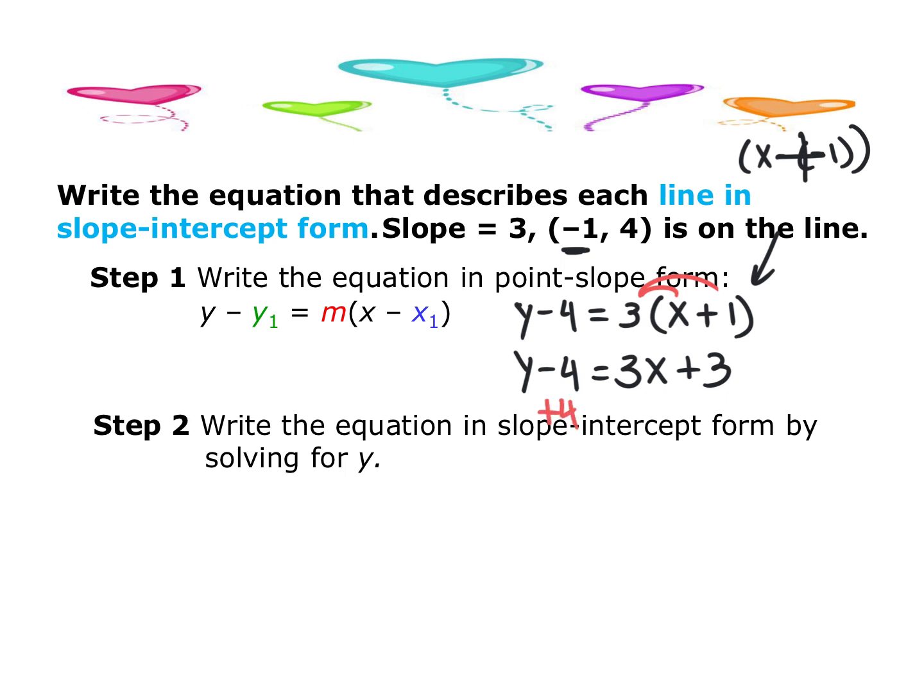In this case, we got to add that 4. We add it on both sides. And we end up with y is equal to 3x plus 7. Now that is slope-intercept form. Remember, slope-intercept form is y equals mx plus b.